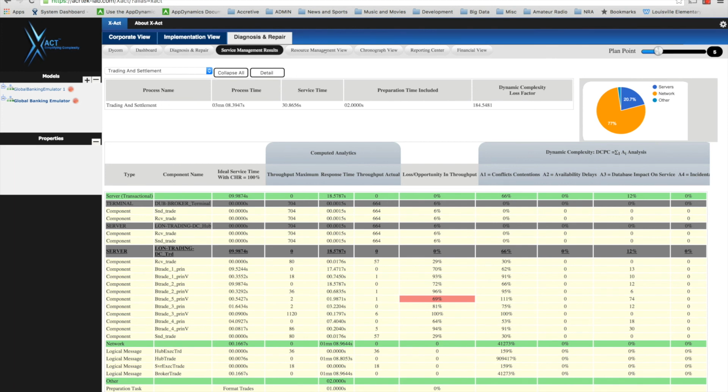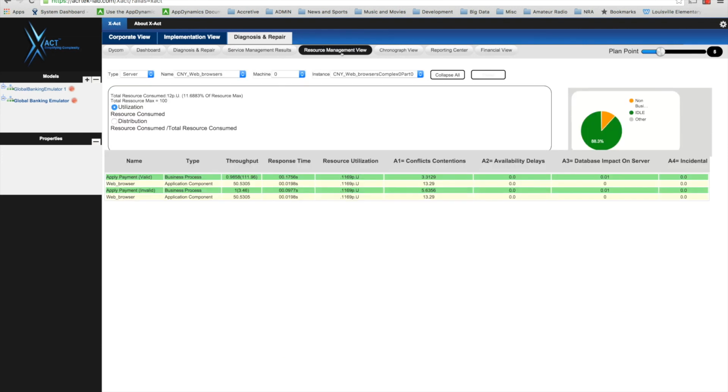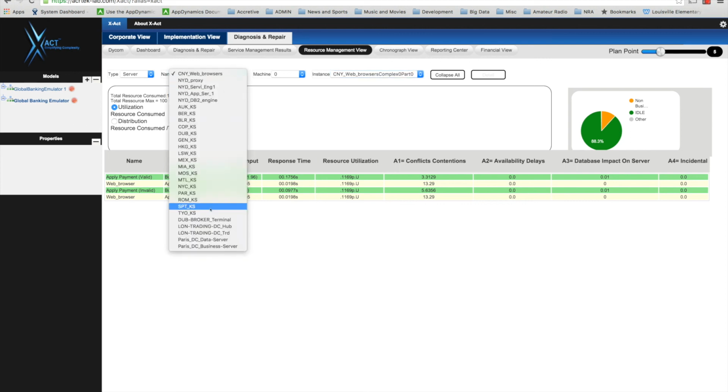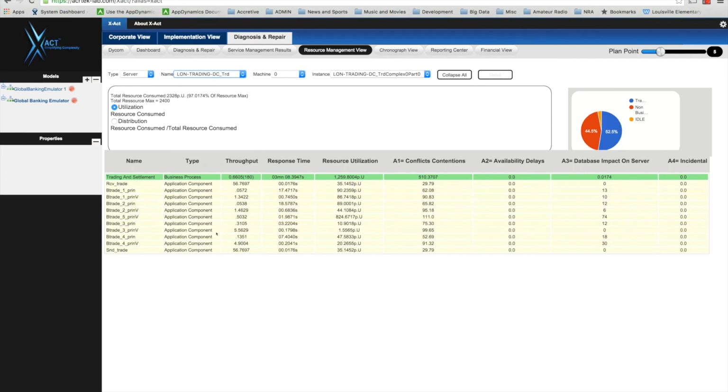We can also see stuff by server. Service management shows it by business process. Resource management shows us by server. In this case, we're looking at a web browser in New York, but we can go look at the trade server here and see the utilization of that trade server, and we can see the components and what their consumption is, conflicts on there, and all those.